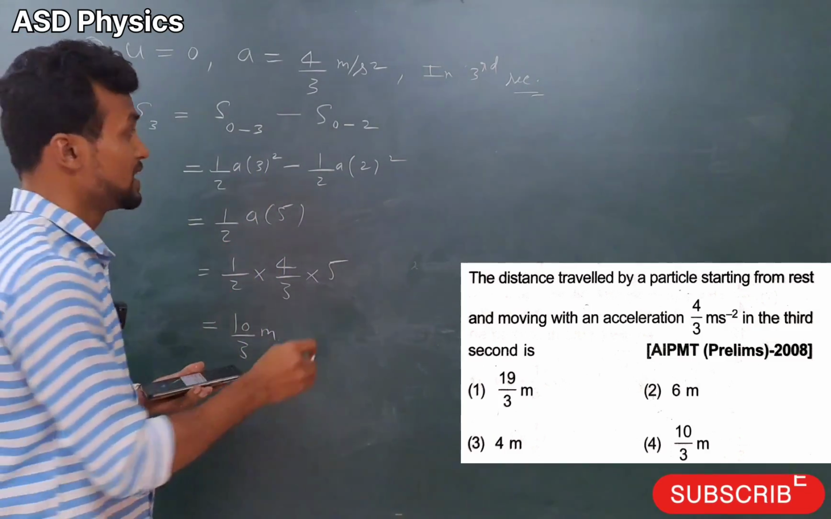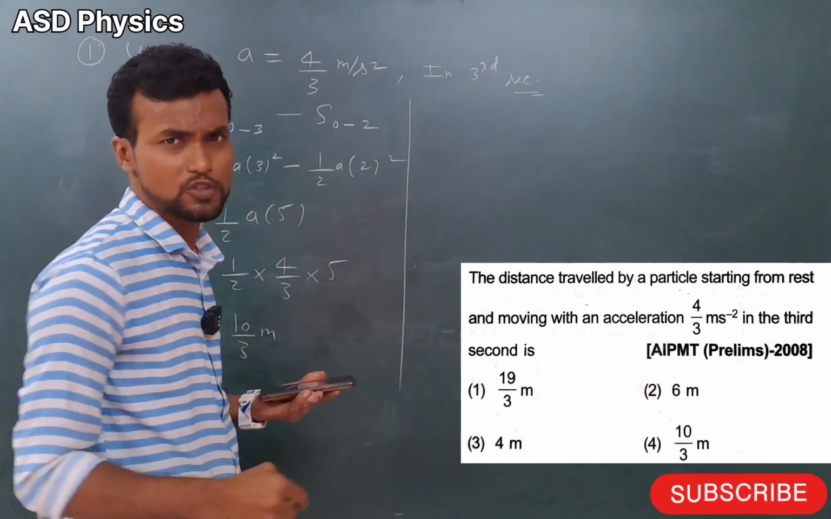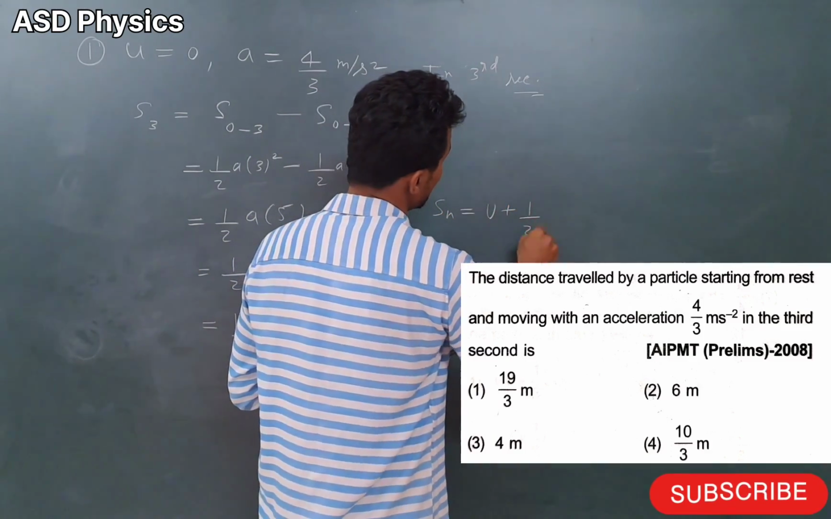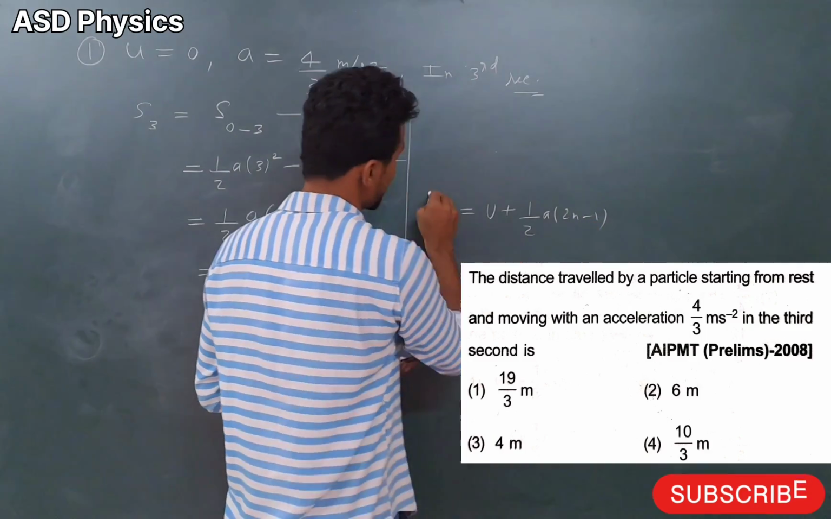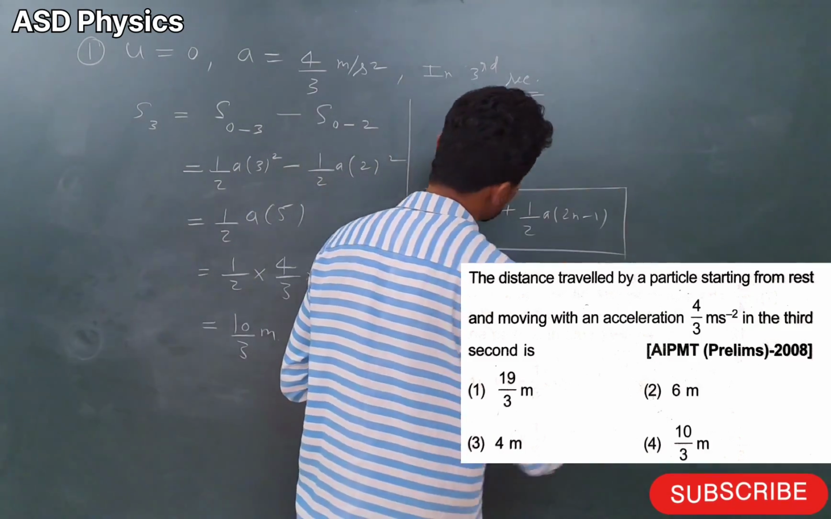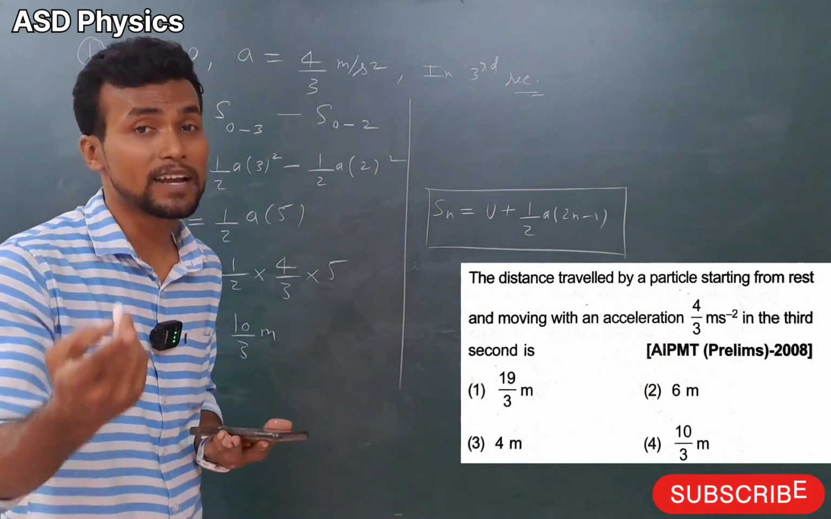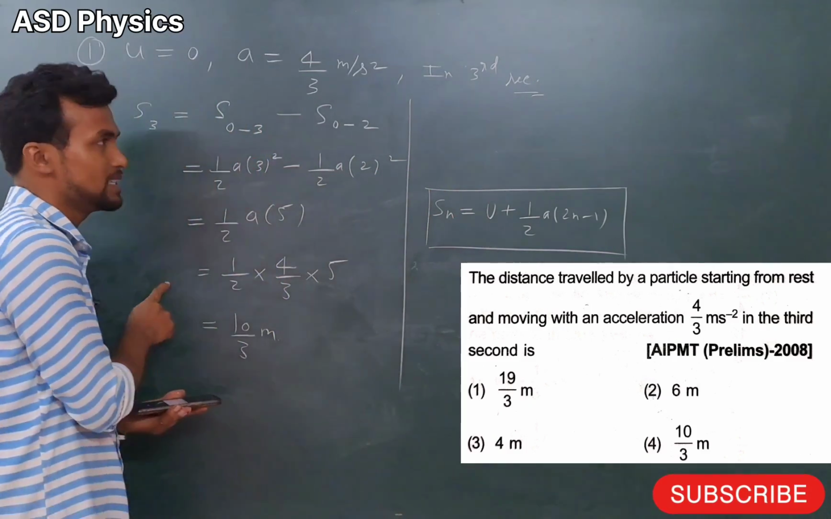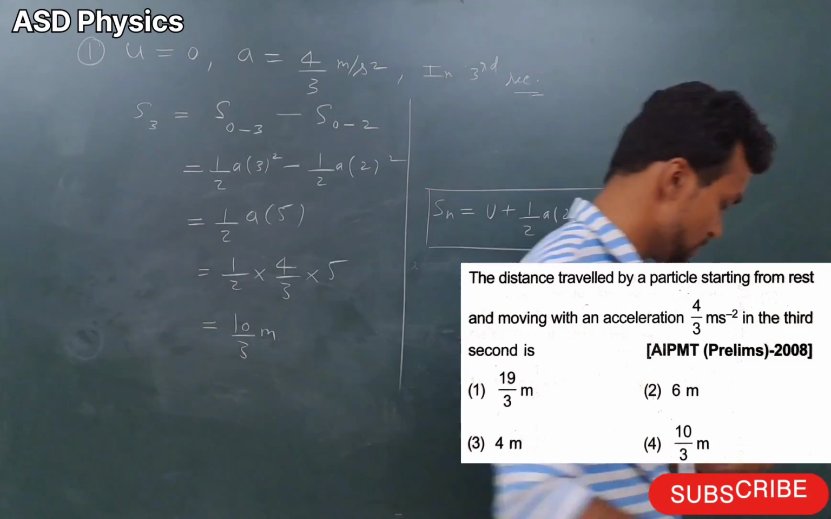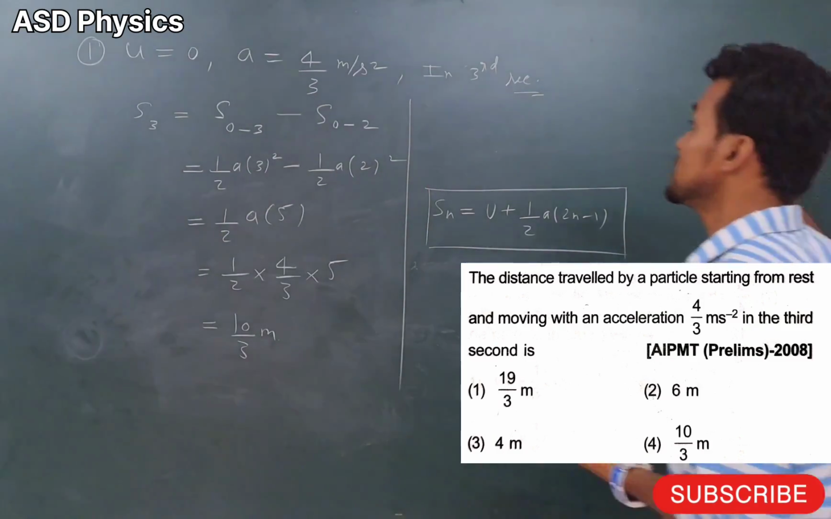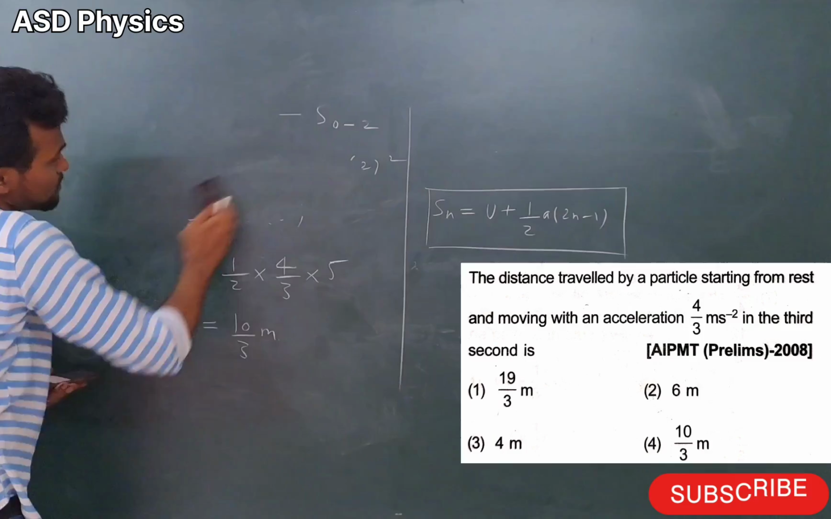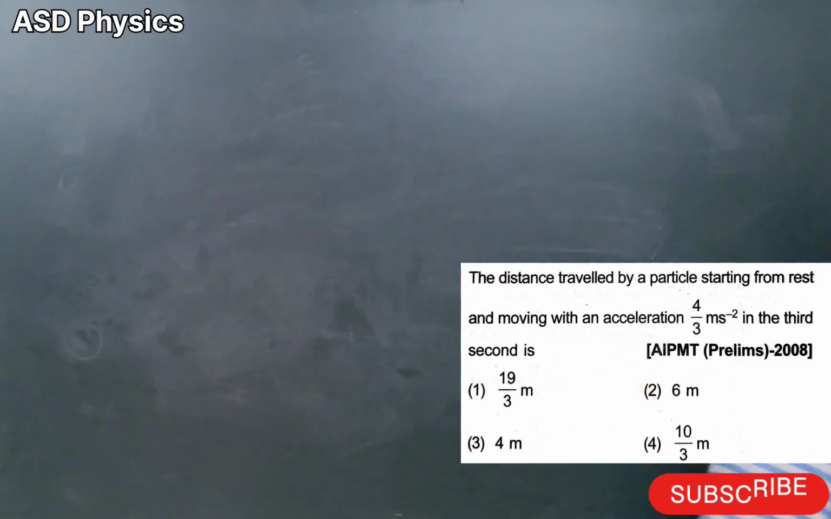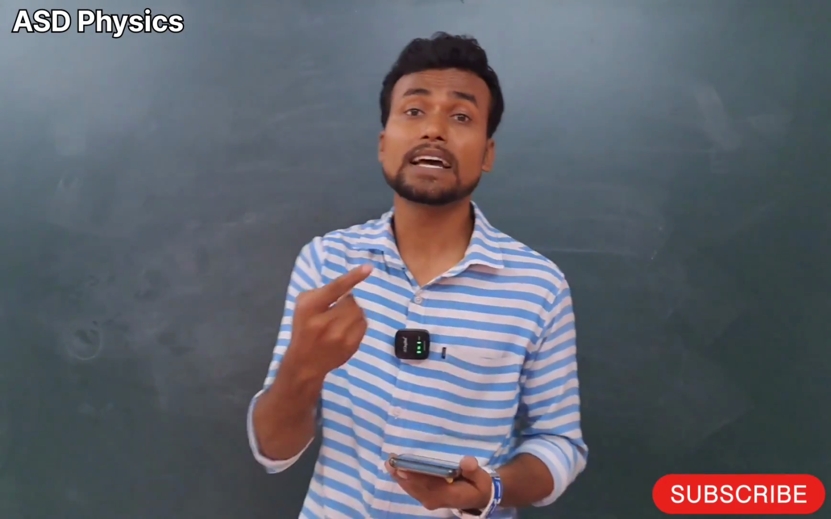This is very basic. This question can be solved by using one formula also. What is the formula? This is the distance in the nth second. So the formula is this one: u plus half a (2n minus 1). You can solve this question by using this formula also. The value of u will be 0. Directly use the formula here also, you will get the answer. So this is very basic. This is the first question here. This question came in the 2008 NEET exam also. Now after that we are going to solve further questions, and slowly the difficulty level will increase.